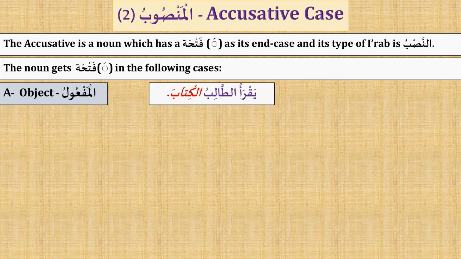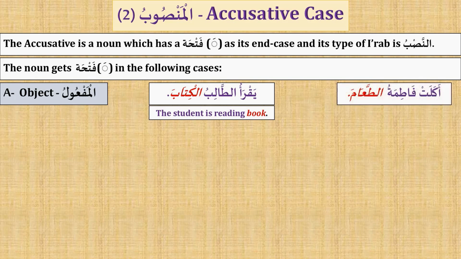Example, yaqra'u at-talibul kitaba. The student is reading book. The noun al-kitaba is object, maf'ul, and it ends with fatha. The next example is akalat Fatimatu at-ta'ama. Fatima ate food. Food is object and it must end with fatha, at-ta'ama.